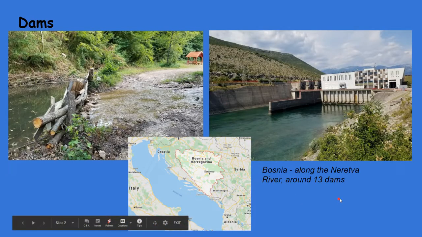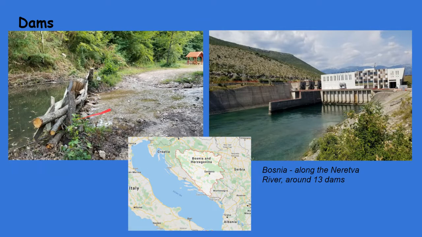I got to take a trip a few summers ago to Bosnia, and we were driving along the river. There are about 13 dams built along the river, and these dams are built there for hydroelectric power. The picture on the left was just a man-made dam, not necessarily to convert into electricity, but just as a recreational space.